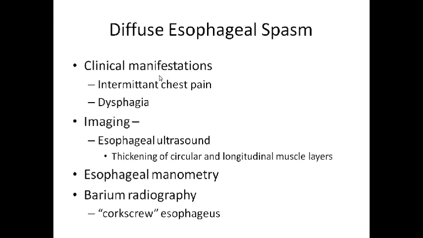Because of the spasms, they'll have thickened walls of the muscular layers of the esophagus. We can see that very easily through ultrasound of the esophagus walls. Again, opposite of achalasia is the spasming, but we can still see the increased contraction with esophageal manometry also. Barium radiography will show a corkscrew esophagus because the rings of the muscular layer will be very prominent within the esophagus.